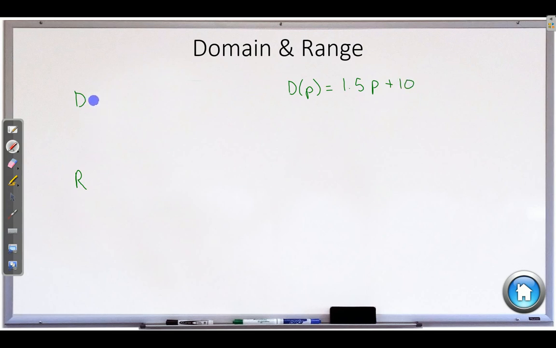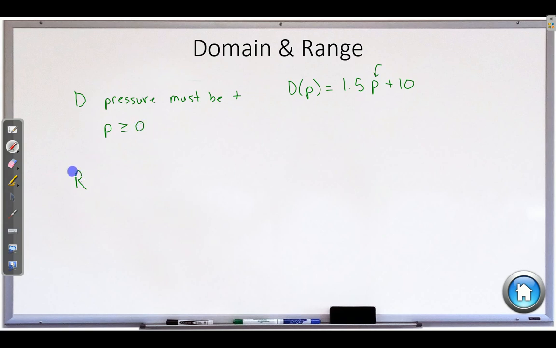So the domain are all the x values. Remember, this took the place of x. What x values can we plug in? Well, pressure, you have to put in a positive pressure. I can't have negative pressure in my air cannon. That doesn't quite make much sense. So the pressure must be positive. So I would say P has to be greater than or equal to 0.